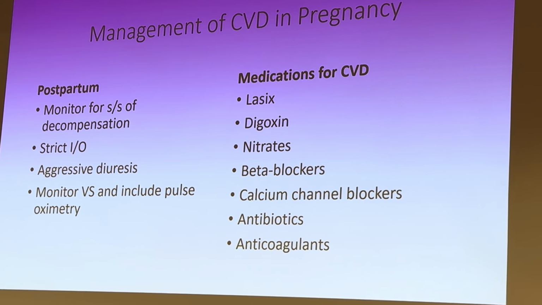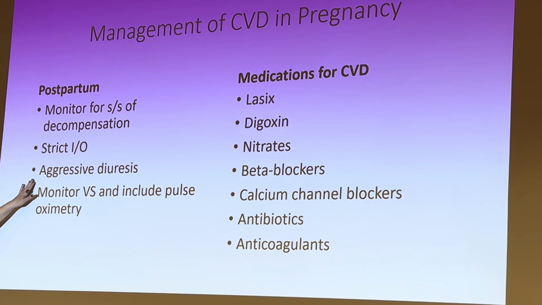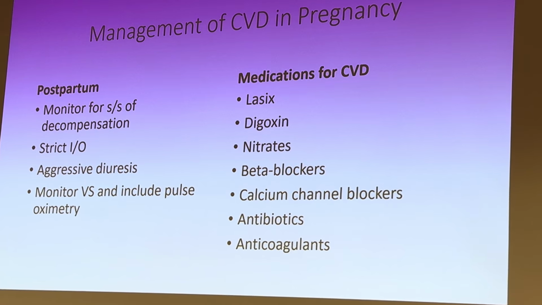All right, so postpartum, again, we'll monitor for signs and symptoms of decompensation, closely monitor INO, aggressive diuresis. So a normal patient that doesn't have cardiovascular disease, when they have their baby, their body does this huge hormonal shift, and they'll also start diuresing off all of that fluid they retained during pregnancy, plus all the IV fluids we dumped on them. So what you'll typically see is they will be peeing like crazy.